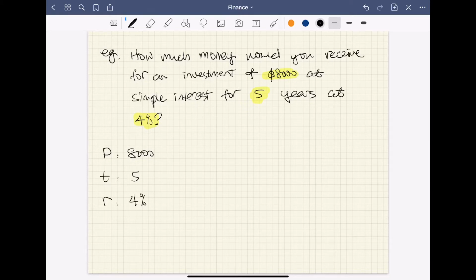Now the question is asking how much money would you receive in the future? It will be the future amount, so the final amount that you're receiving, including the principal and the interest. There are two ways to do it. Either you can use the A formula, or you can use the I formula to find the interest first and then add that to the principal. So let's do both then. Let's find the interest first.